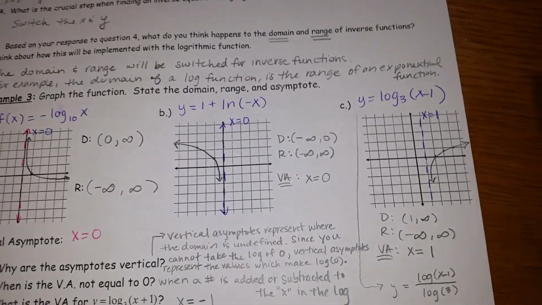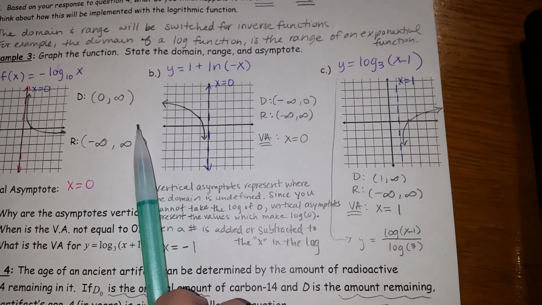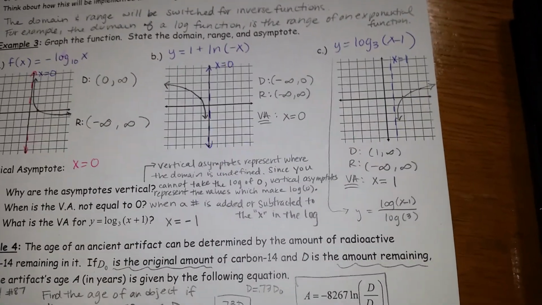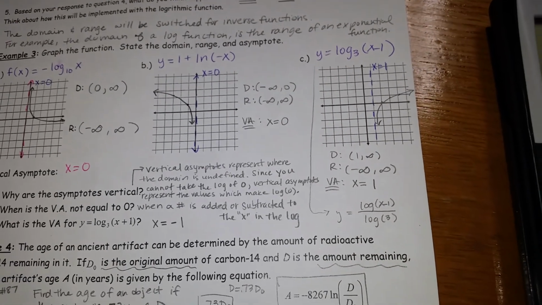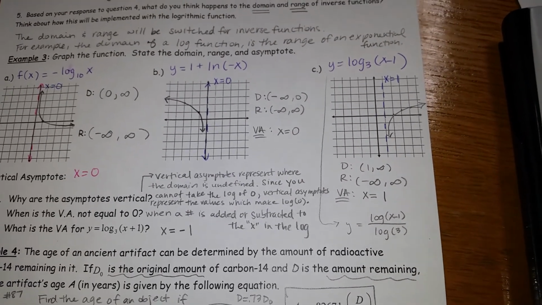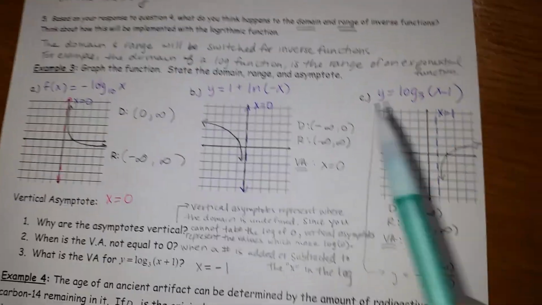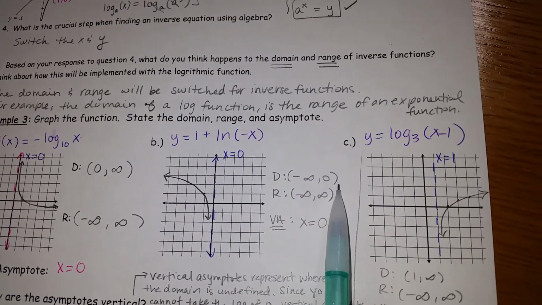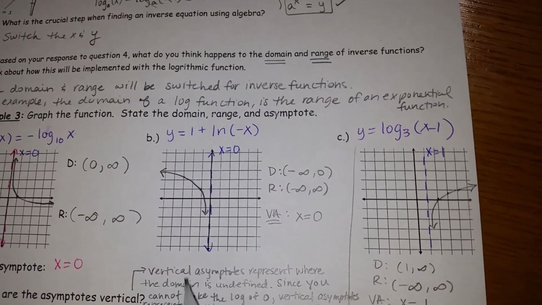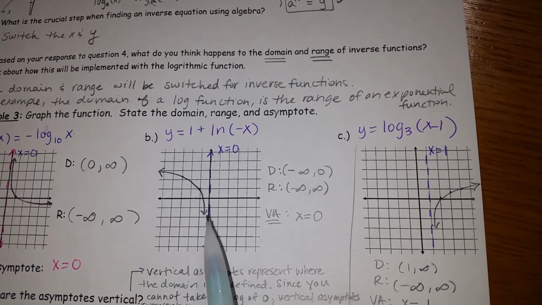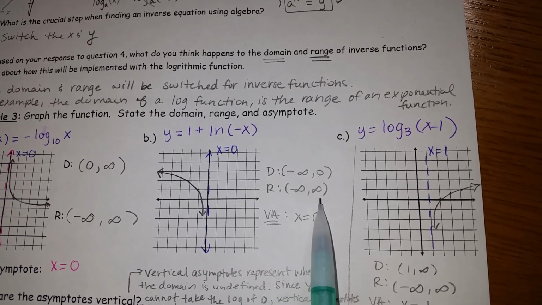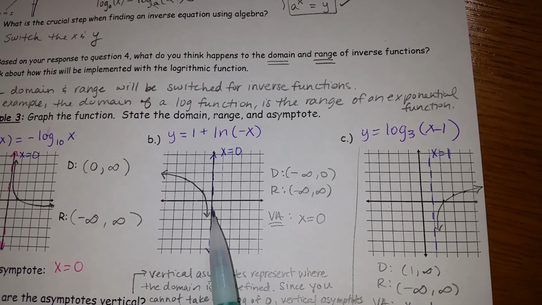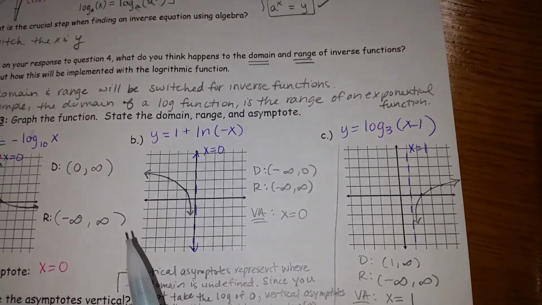So my domain is going to be my lowest x value to the highest x value. So the lowest x value I can plug in up to negative infinity, and then the highest value would be 0, and then it won't include 0 because at 0 you would get undefined. So that's why I'm going to have a soft bracket. Again, your range is continuing to span all of the y's. So your range is going to be negative infinity to infinity. Your vertical asymptote is going to be x equals 0. That's the line that it's approaching here.